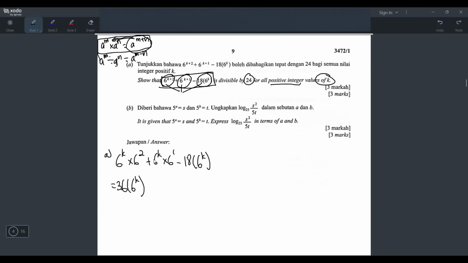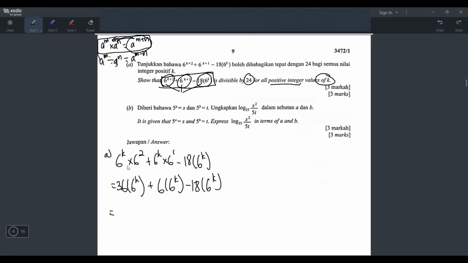And then plus, next one, 6 power k cannot be done. So when it cannot be done, I just wrap it, which means I put a bracket. And then 6 power 1 is 6. The 6 can be written at the back or in front, but I like to write it in front. And don't forget it's multiplied. And then minus 18 times 6 power k.